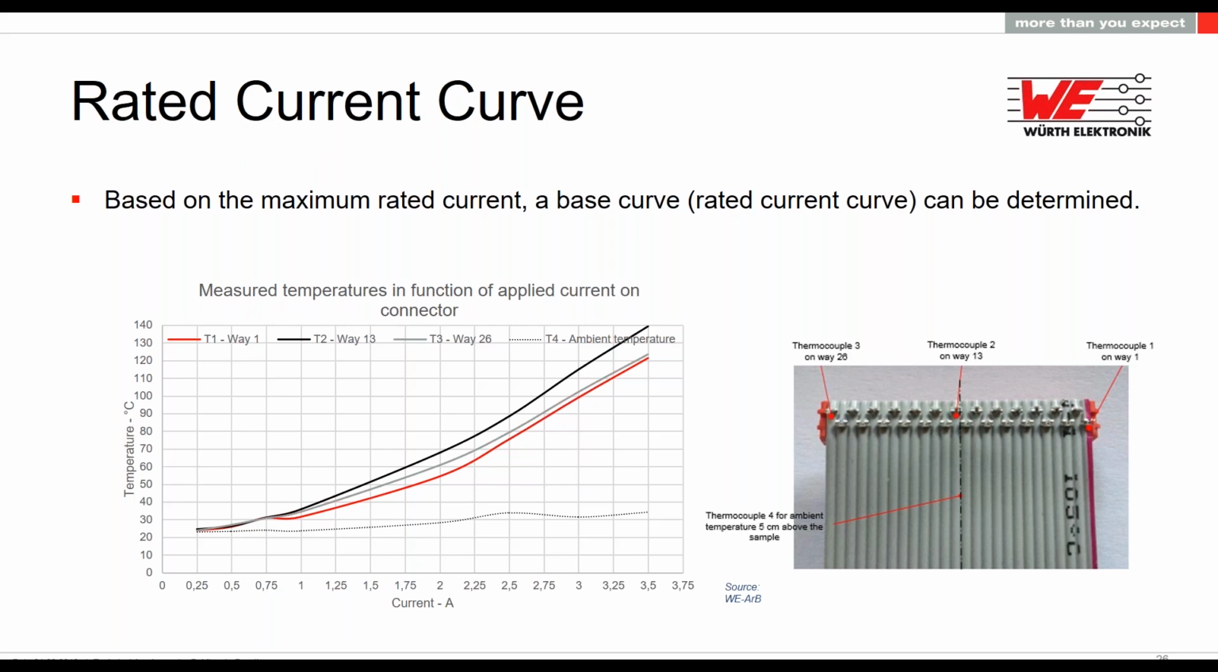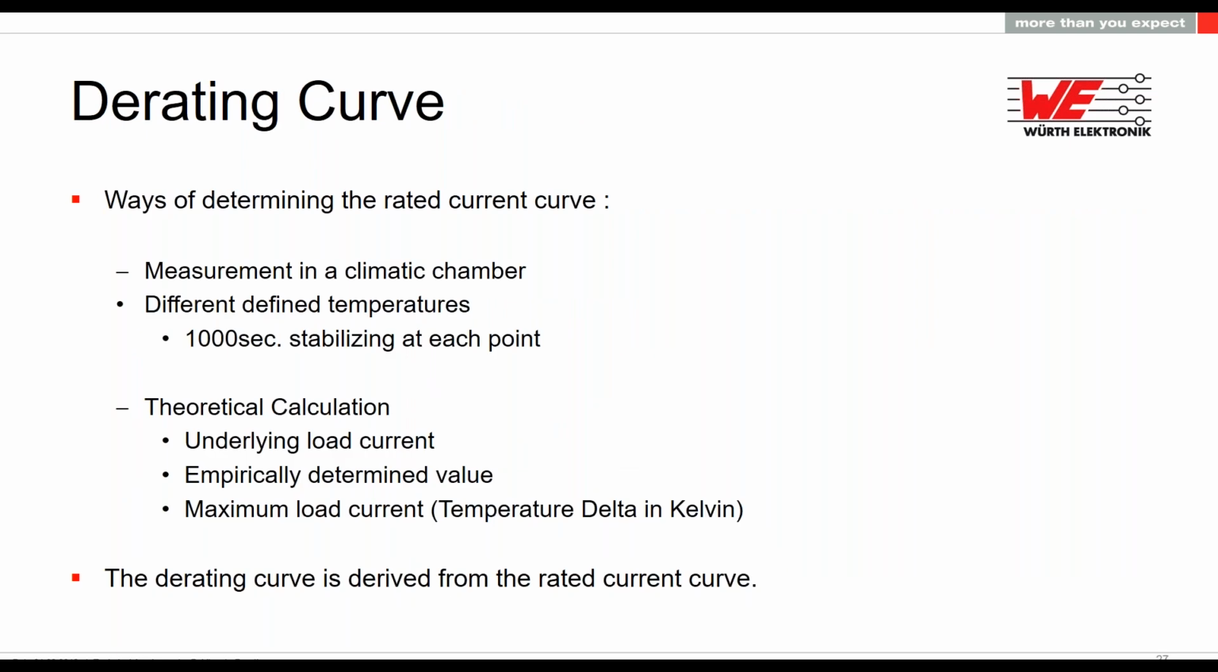The dotted black line at the bottom is the thermocouple that measures the ambient temperature, so we can see when it rises. When we have enough heat in the climate chamber, this has an influence on the temperature inside, and we can correct our measurement if we have the data on how this temperature changed. We can measure it, like we saw in the climatic chamber, for our rated current curve.